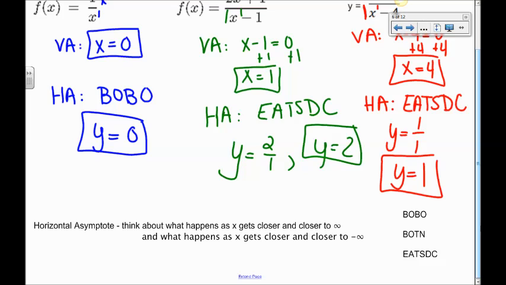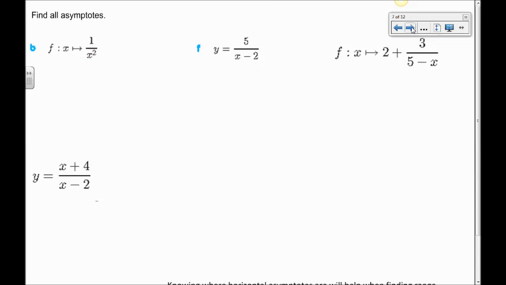Okay. That's just a reminder of what the horizontal asymptote is below. More asymptotes.